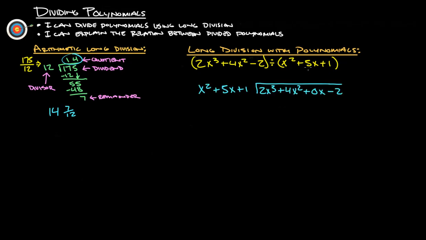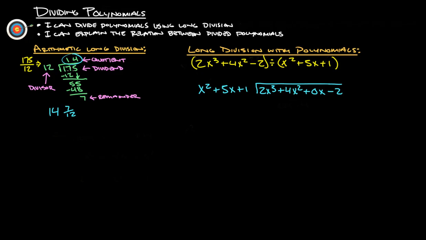The x squared plus 5x plus 1 goes on the outside, and the 2x cubed plus 4x squared minus 2 goes here. But if you'll notice, 2x cubed plus 4x squared plus 0x minus 2, if it's missing one of the powers of x in here, or of the variable, then you got to make sure you put a 0 in there to hold the place for it. Okay? So now we're going to do the same idea over here, just with a little bit extra stuff in there.